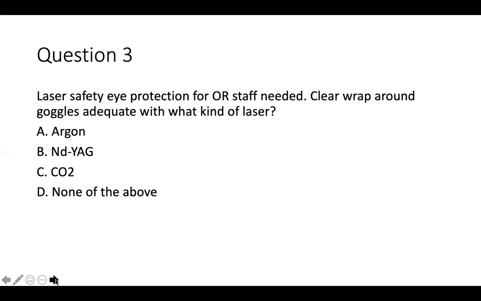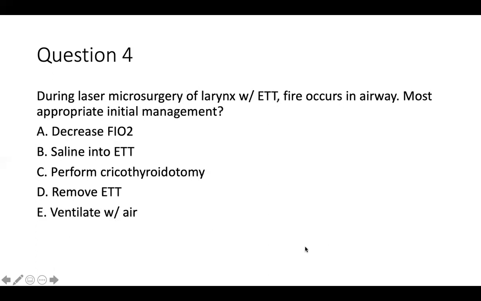So, all right, question 3, laser safety eye protection for the OR staff is needed. Clear wraparound goggles are adequate for what kind of laser? So the clear ones are, again, this is just kind of rote memorization, but it might be easy to remember because clear goes with CO2. Those are both C's. Okay, so the answer here is C, clear wraparound or CO2.